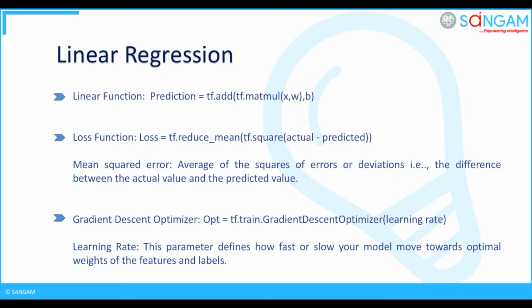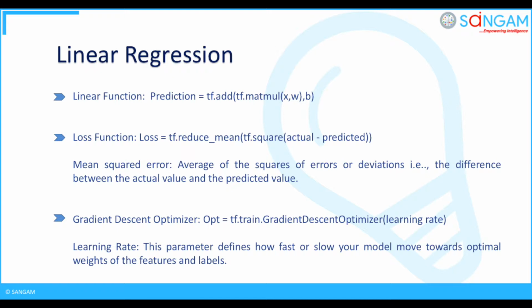So the loss function in TensorFlow is written as loss equals tf.reduce_mean(tf.square(actual - predicted)). This approach of finding the error variation is called mean square error, through which the loss function is built. Next function is the gradient descent optimizer.